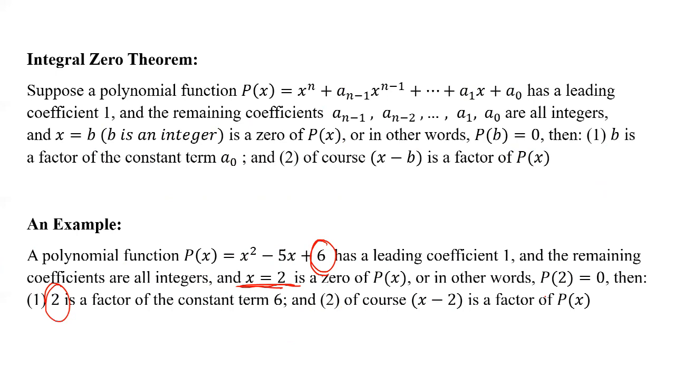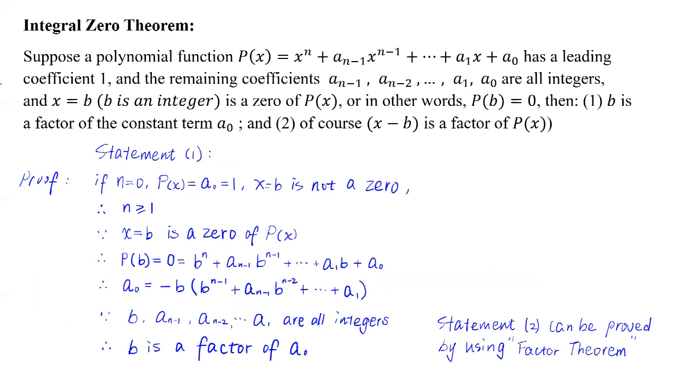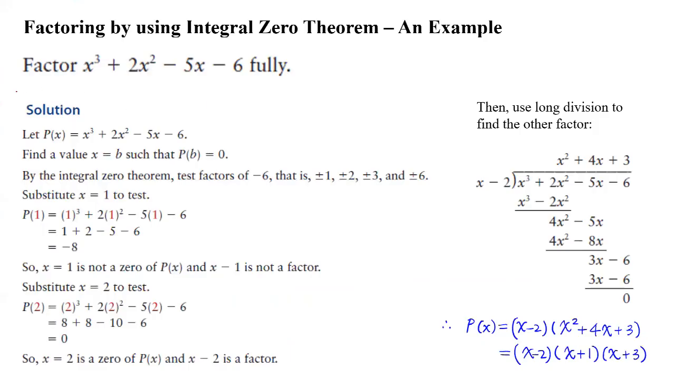Okay, so actually the integral zero theorem can be proved. Because of the time constraint, I'm not going to read it, and I'm not going to prove this theorem for you. You can check the proof after the class, okay? The integral zero theorem can be proved using the method here. Next I'm going to illustrate how we use this theorem to solve a factoring question.